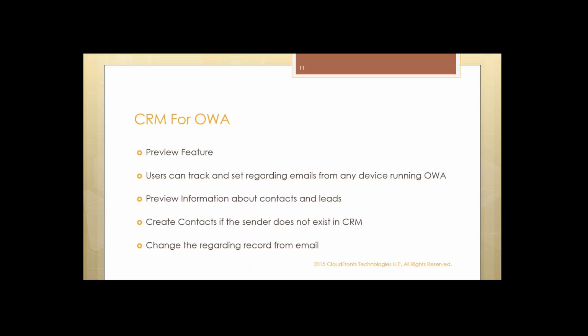For using this, administrators have to enable this feature so that all users can use it. Basically, the app is used to track incoming email in Microsoft CRM. So when you track an email message in Outlook Web App, a copy of that message is stored as an email in CRM. Users can also preview information about contacts and leads from within the Outlook Web Application without navigating to CRM. Or they can create contacts if the sender of the email does not exist in CRM.